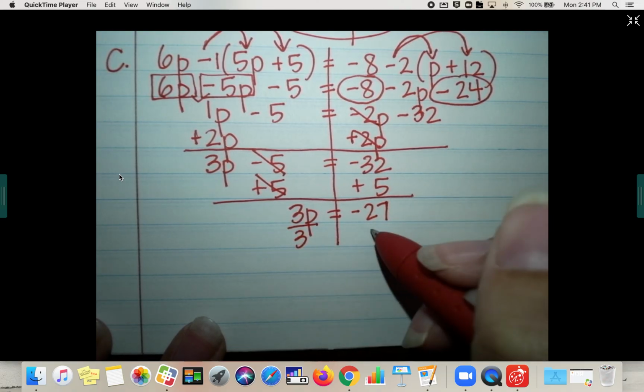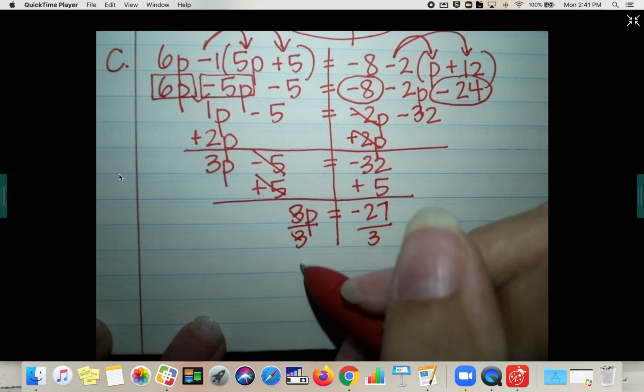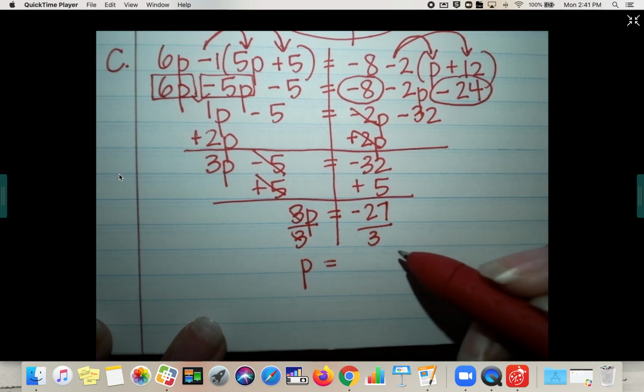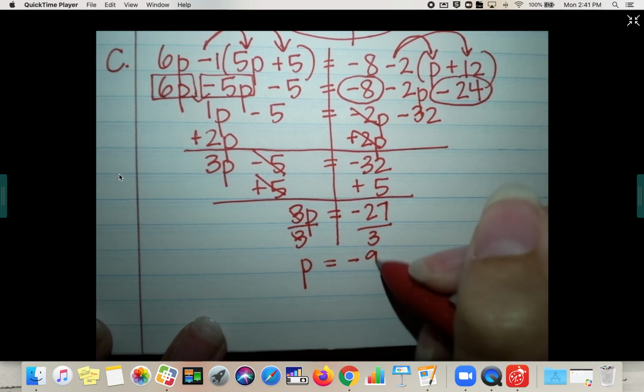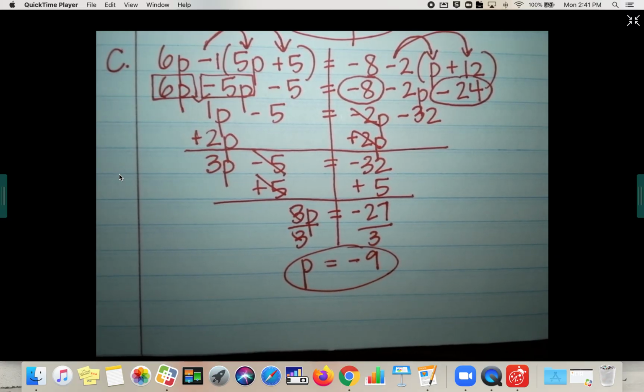Divide both sides by 3. P equals a negative divided by a positive is negative. That would be 9. All right.